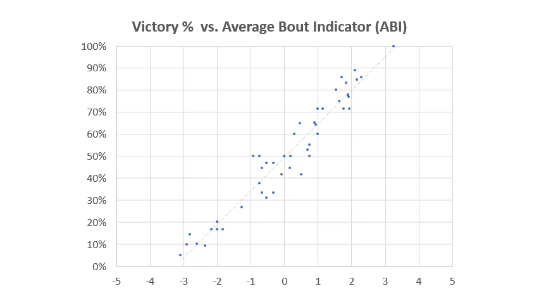Namely, within that -3 to +3 indicator range, if one trains and is able to improve one's average bout indicator by 1 touch per bout, one can expect to increase one's victory rate by approximately 15%.